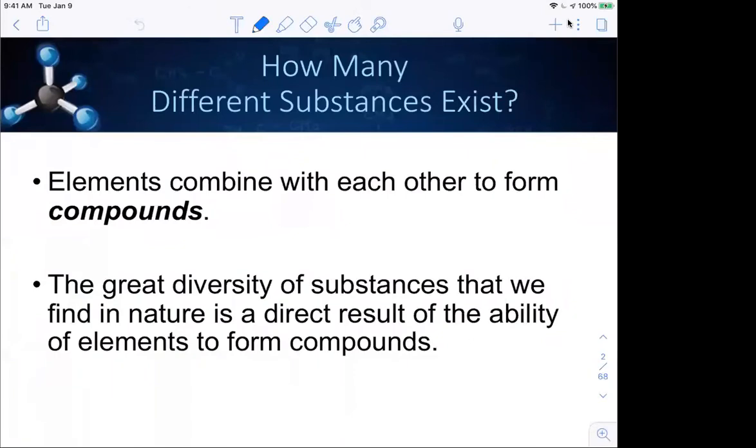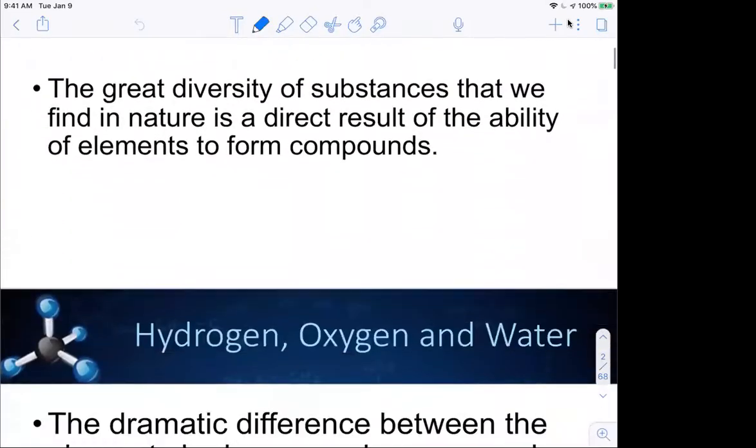I've got an entire periodic table filled with 118 or more elements that can potentially combine with each other to form compounds. Now we know not every element combines with every other element. There are rules to how bonds can form, but what we have is a great diversity of substances that we find in nature, which is a direct result of the ability of elements to combine with other elements to form compounds.